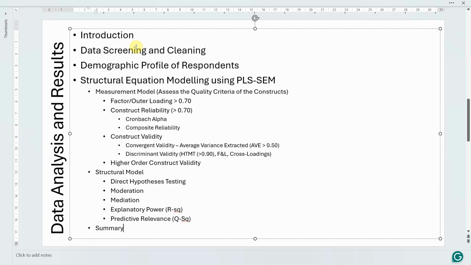If you've covered all these things, more or less you've covered everything that is there to be reported with respect to data analysis and results. I hope this short session has cleared any doubts with regards to the structure and format of data analysis and results. Thank you very much.